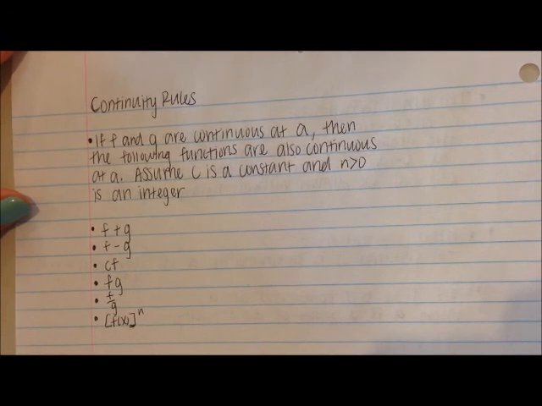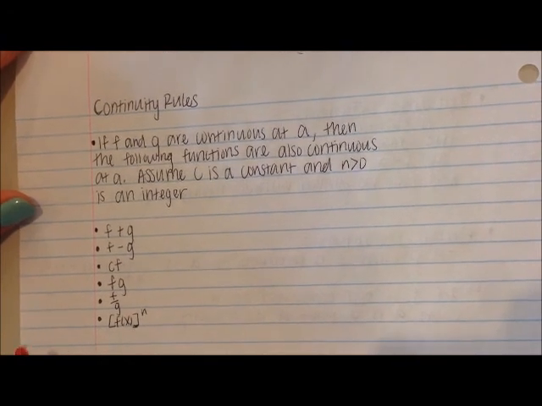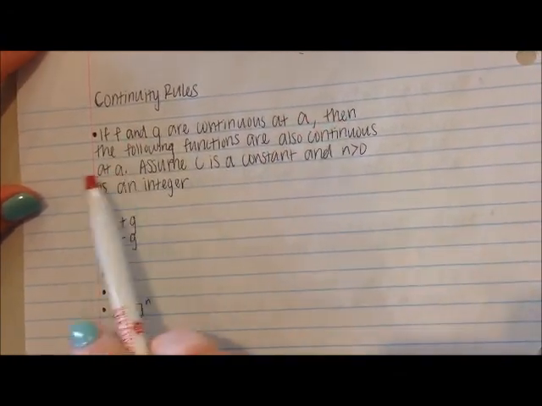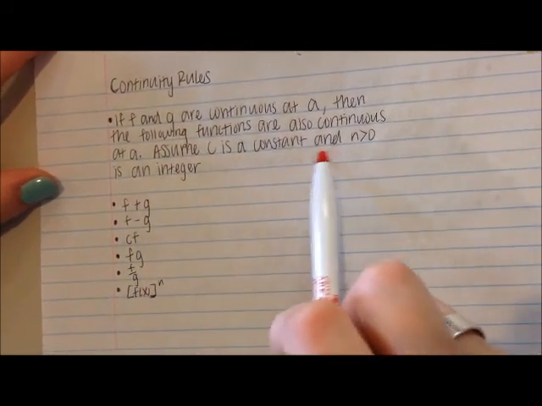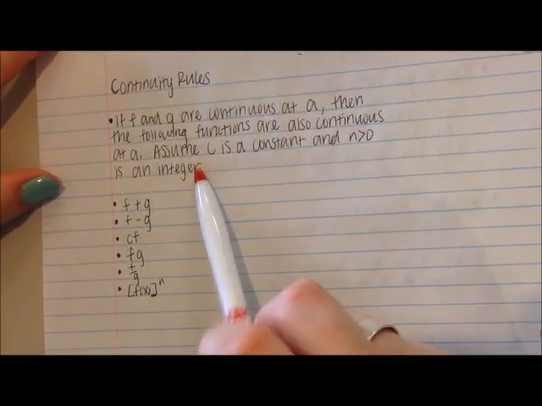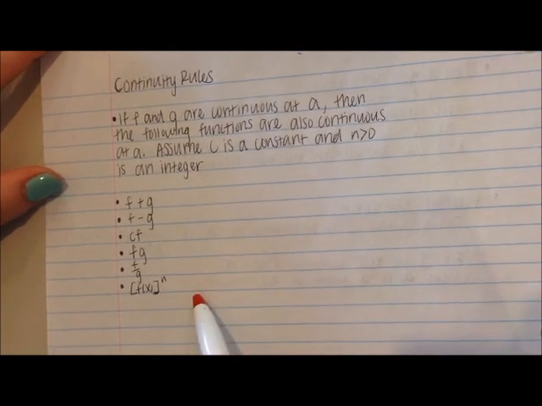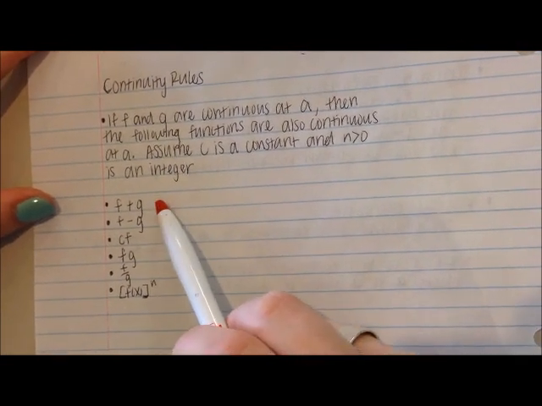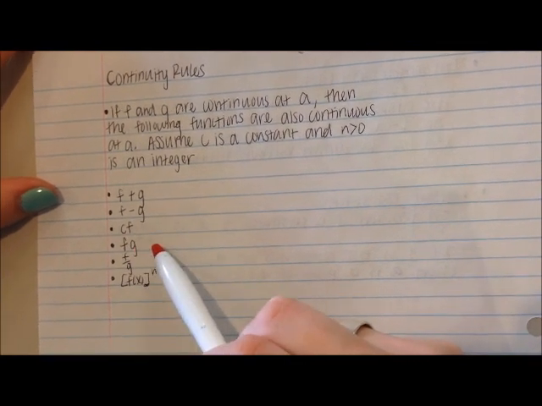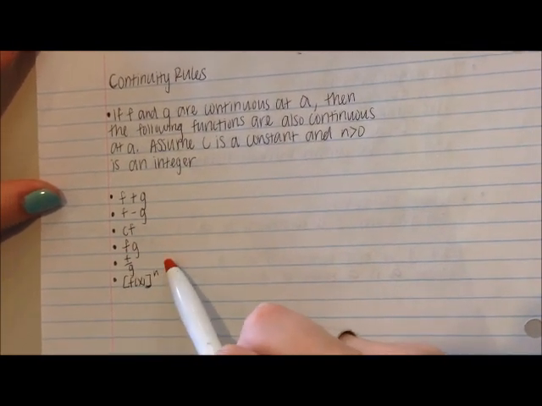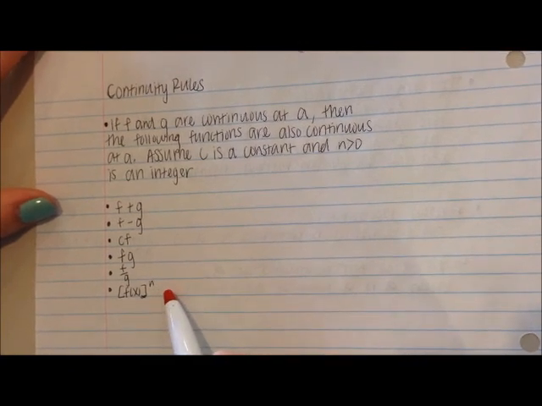Okay, these are some continuity rules. If f and g are continuous at a, then the following functions are also continuous at a. Assume c is a constant and n greater than 0 is an integer. So these following functions are going to be continuous: the function f plus g, f minus g, a constant times f, f times g, f divided by g, and f of x to the nth power.